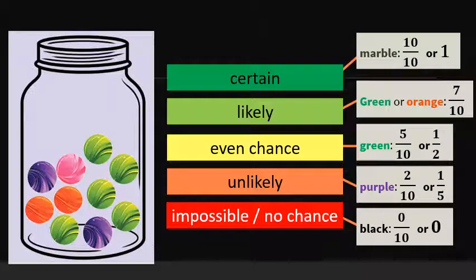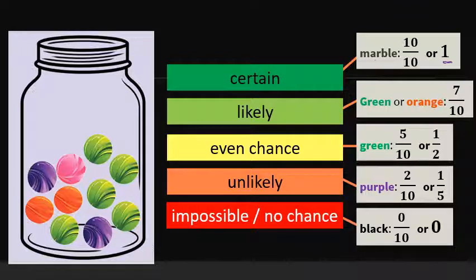Now, we looked at our probability or chance words yesterday, and today I can also match them up with these different fractions. So here, we knew it was certain to draw a marble of any kind, so certain would match up with 10/10 or 1. So anytime we have 1, when we're talking about probability, it means that it is certain. Something that is likely, you know, drawing a green or an orange marble. So I've got 5 green marbles and 2 orange marbles. That's a total of 7 marbles altogether.